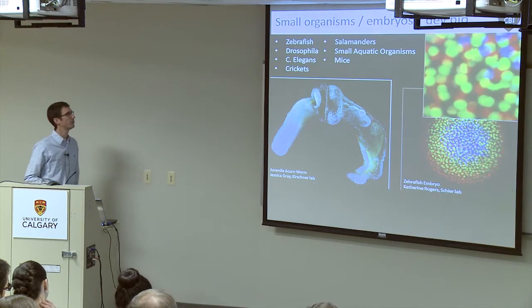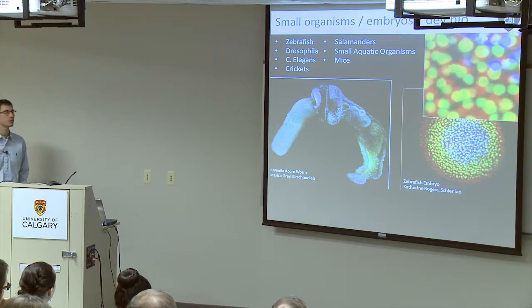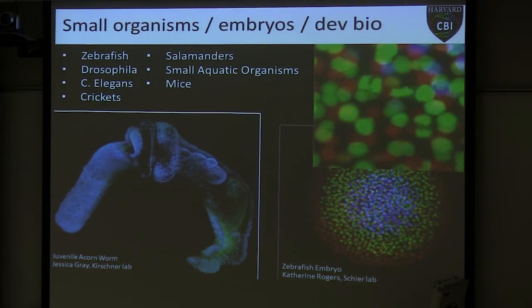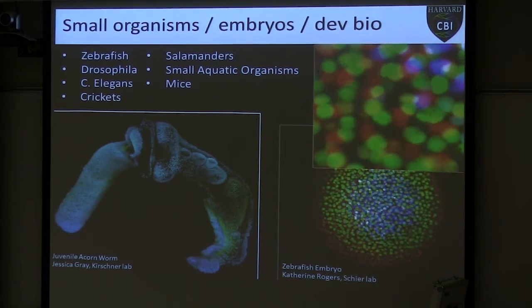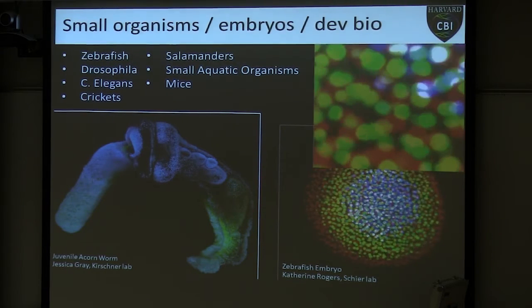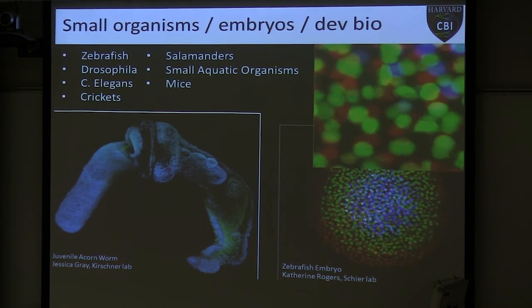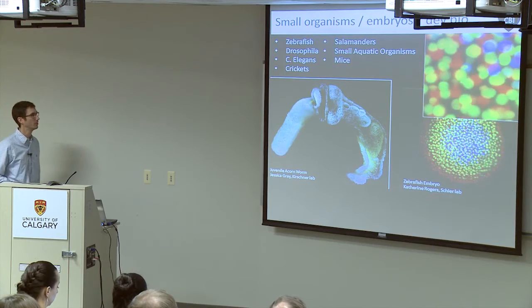So this is a list of everything we've thrown in ours so far. We mainly look at zebrafish. We have a lot of zebrafish labs in close proximity to us, so that's our primary sample on the developmental side. But we've also taken a look at Drosophila, some C. elegans, some crickets, some salamanders, some mice, and small aquatic organisms like this juvenile acorn worm that one of the labs digs up out on the coast by the marine biology labs.